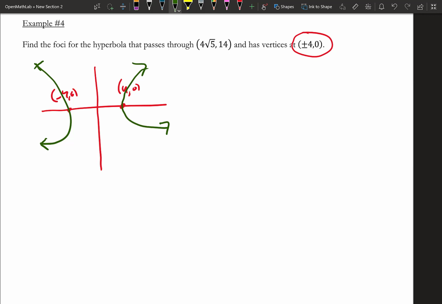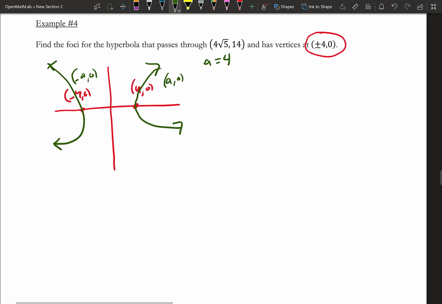Also, now that we know the shape, this coordinate is supposed to be a comma 0, and this coordinate's negative a comma 0. So that tells me, since that matches with the ordered pair 4 comma 0, that a must be equal to 4. So we're trying to find the foci. So the foci would be in the form c comma 0 and negative c comma 0. So ultimately, I want to find c.